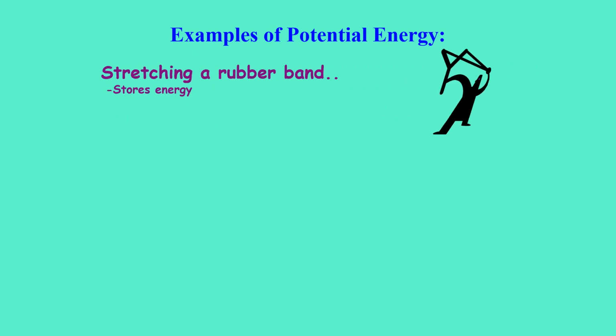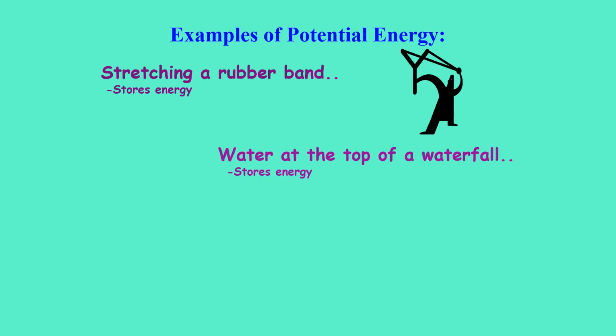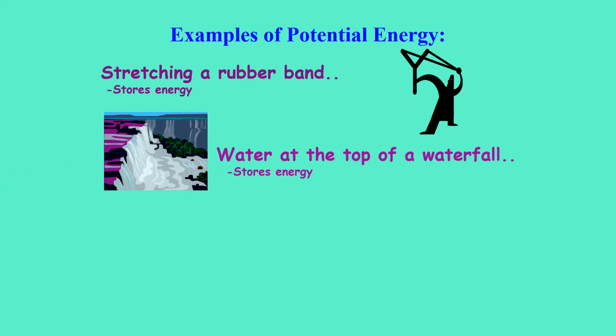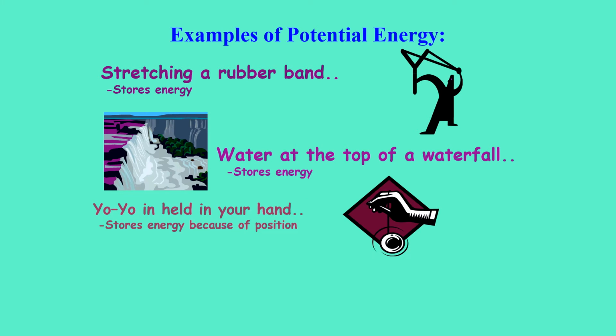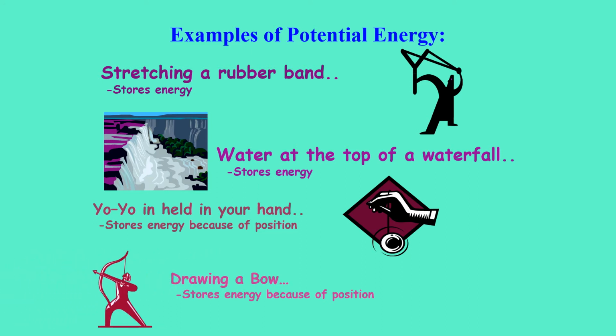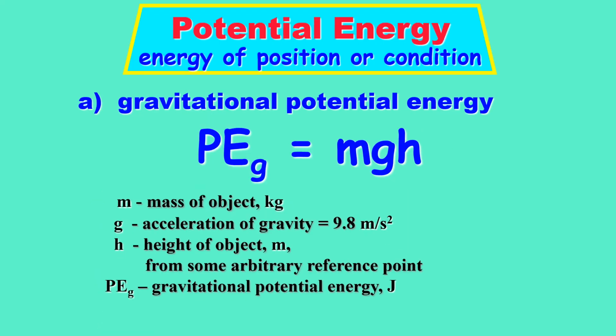Examples of potential energy. Stretching a rubber band stores energy. Water at the top of a waterfall stores energy. A yo-yo held in your hand stores energy because of position. And drawing a bow stores energy because of position. Let's start with the potential energy, or energy of position or condition.